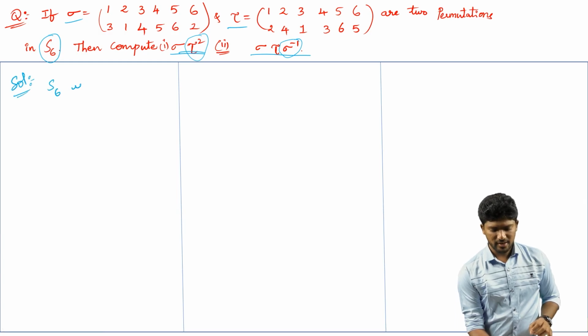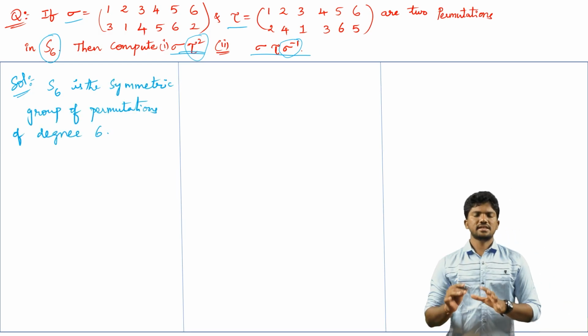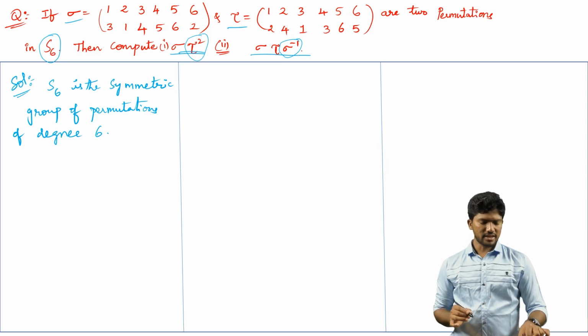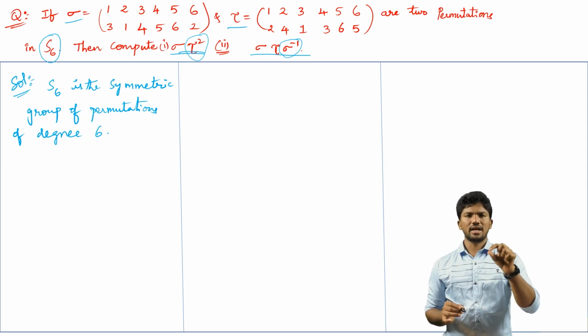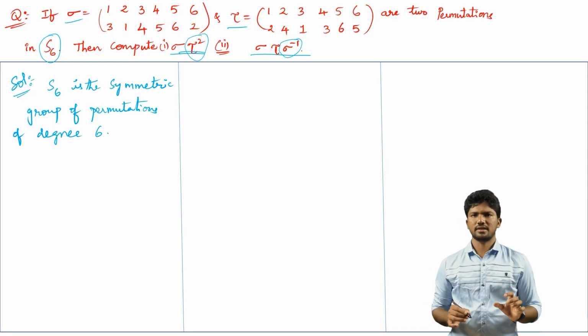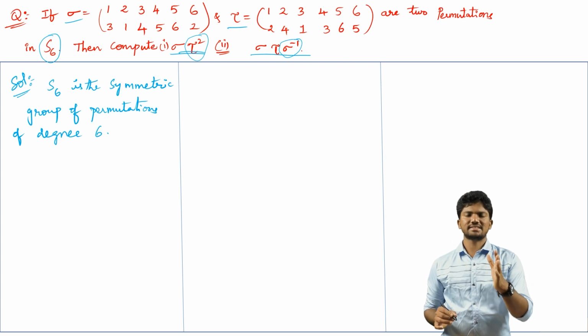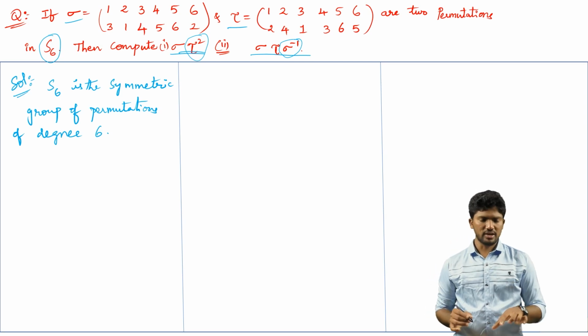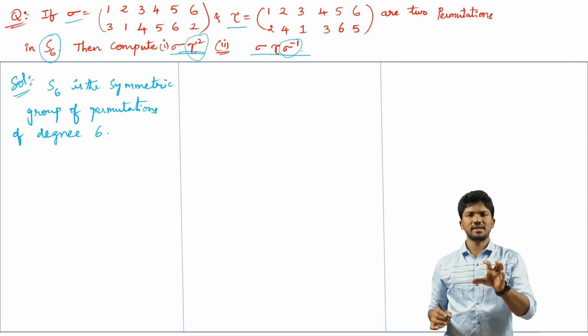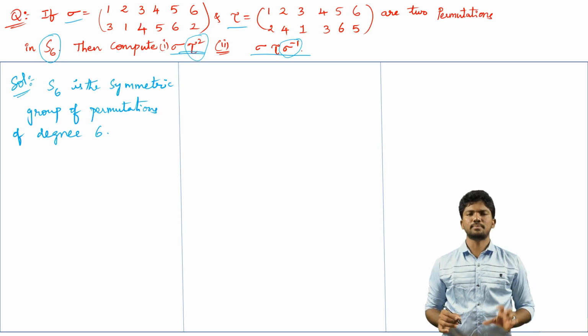S suffix 6 is the symmetric group of permutations of degree 6. Here the suffix 6 represents the total number of elements in that permutation, or the highest element in that permutation. 6 is the highest element, and the remaining elements are less than or equal to 6. So here we have 1, 2, 3, 4, 5, 6, and the second row also has 3, 1, 4, 5, 6, 2, all elements less than or equal to 6. That number is called the degree of the permutation.